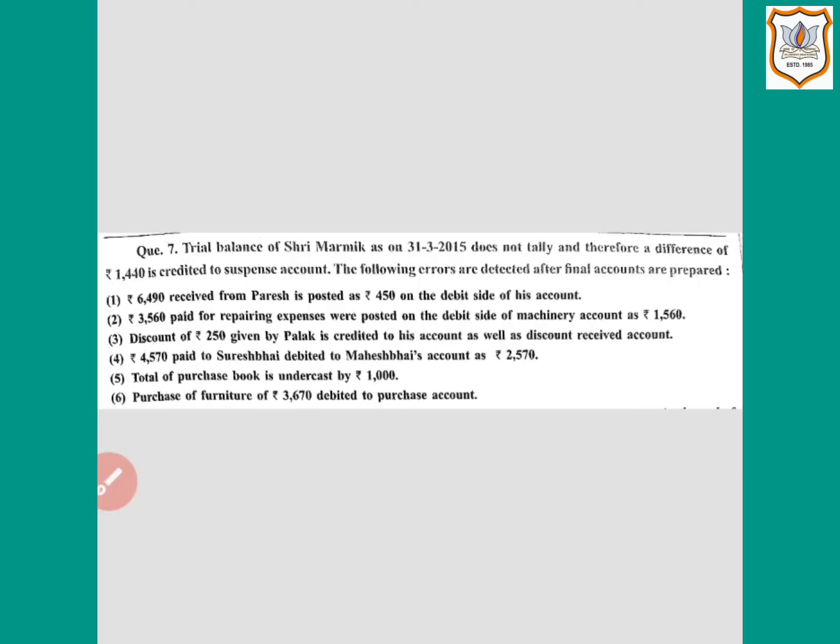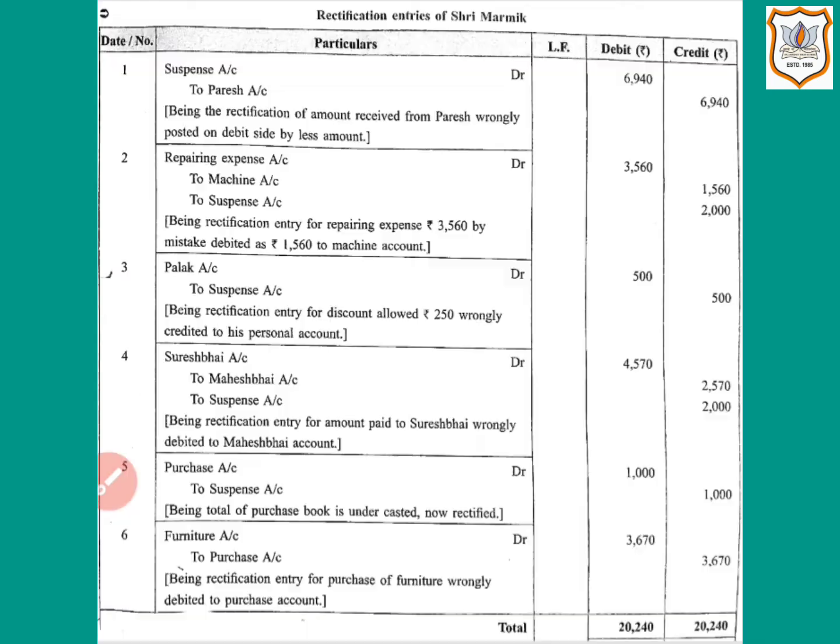Rupees 3,560 paid for repairing expenses were posted on debit side of machinery account as rupees 1,560.